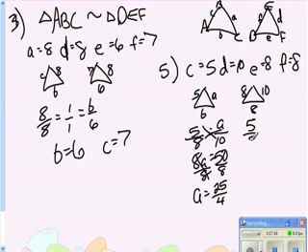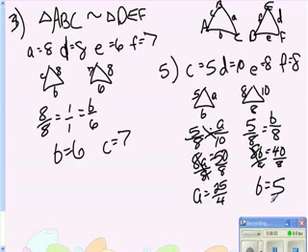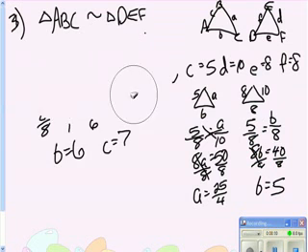Do the same thing for B, still using the 5 over 8. B would match up with 8, which means essentially you should already know your answer, but if you don't, it's 8b equals 40, divide by 8, b equals 5. Alright, go ahead and erase some of this.